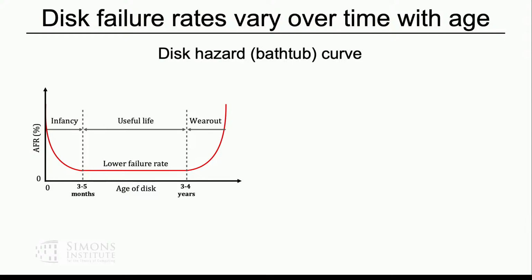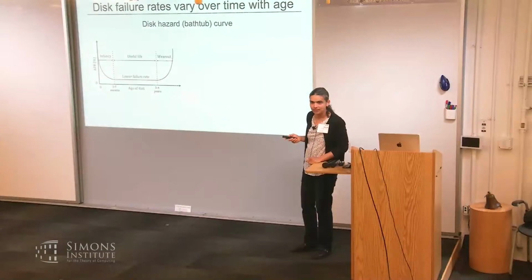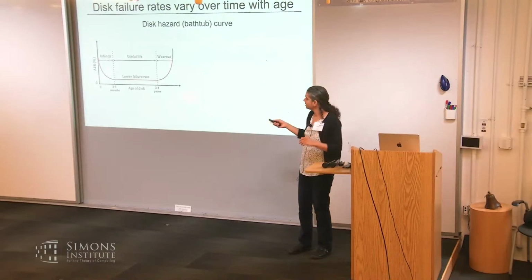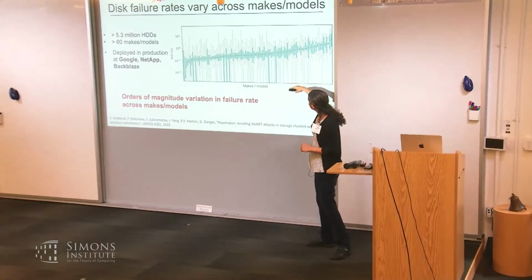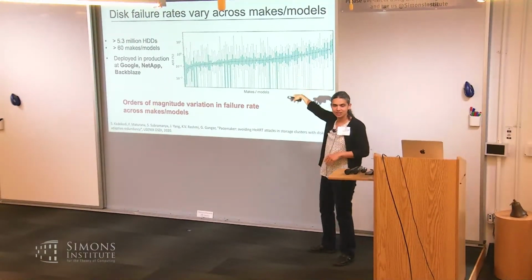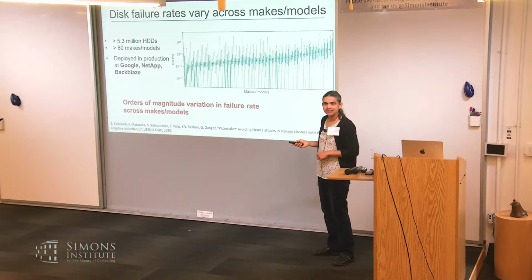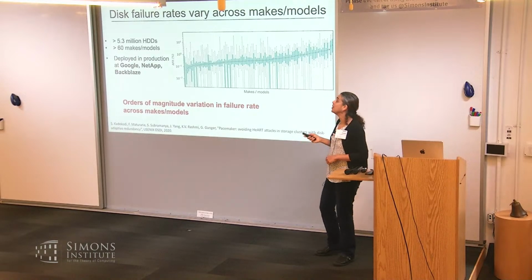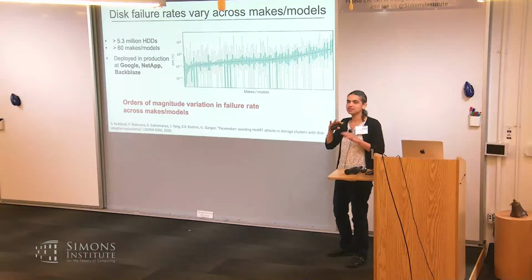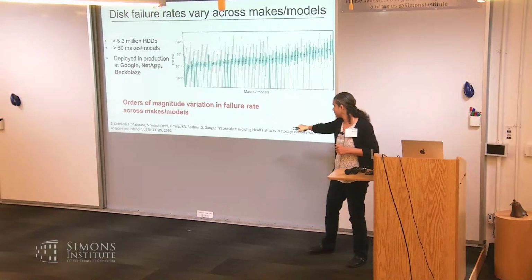On the previous graph, would this bathtub be part of that? Did you have the different ages of the disk in the graph as well? Yes, it's everything, and that is why there is variation within each make model as well. Yeah, okay. You can't tell us what the makes and models are going to correspond to. We do have some information in the paper.